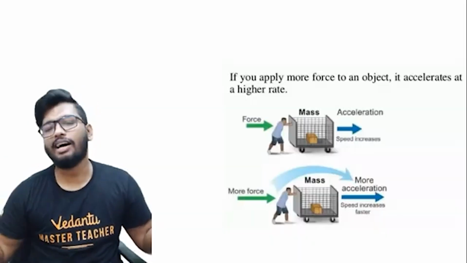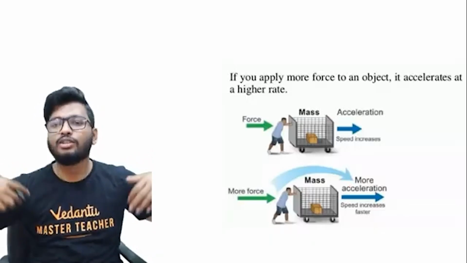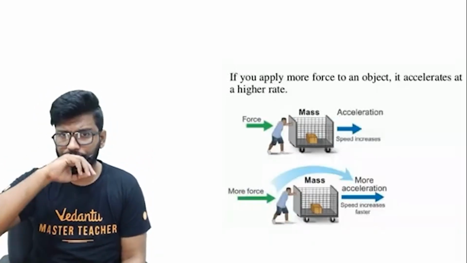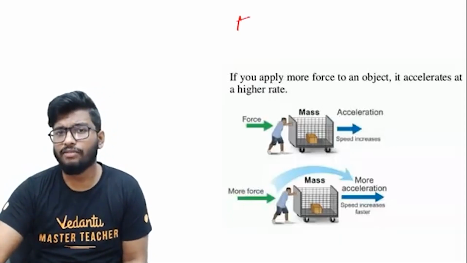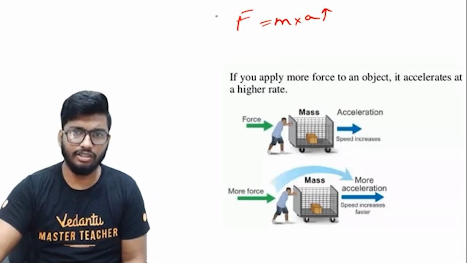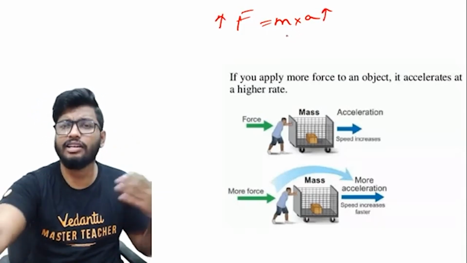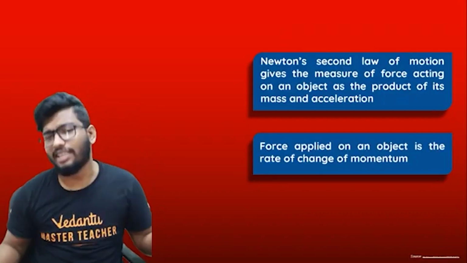And this is your second law of motion, guys. So if you apply greater force, the acceleration will also be greater, because it's directly proportional. F is equal to M times A. So greater the acceleration, greater the force as well, and lesser the acceleration, lesser would be the force, right? So this is the second law of motion.